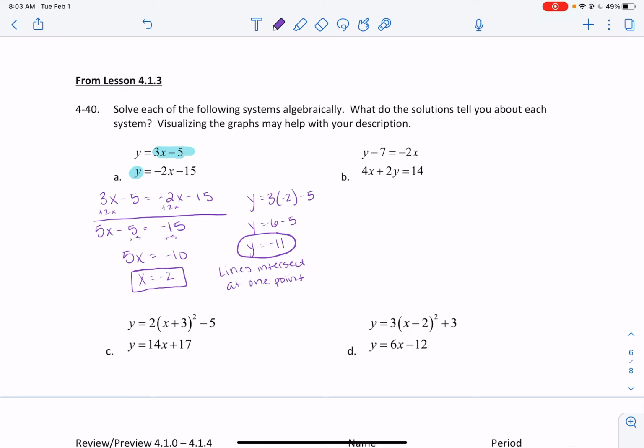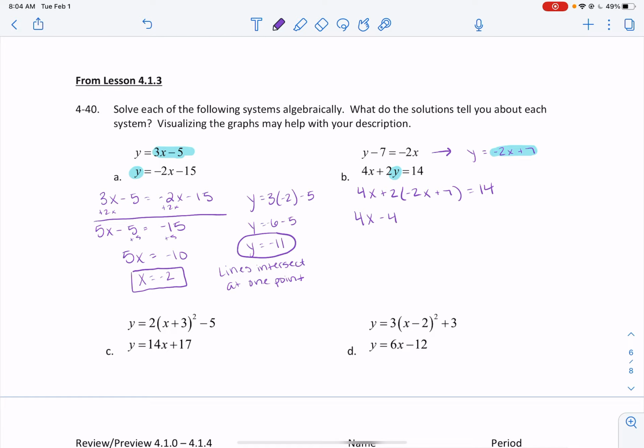All right, for part B, let's use the substitution method again, but let's get this y by itself. So let's add that 7. So I rewrote it to be like that. So now that I have y alone, I know that's what's equal to y, so I can plug it in there. So this becomes 4x plus 2 times negative 2x plus 7 equals 14.